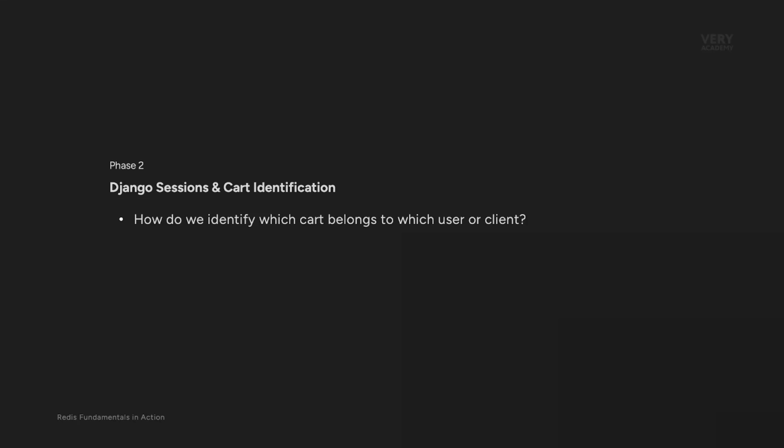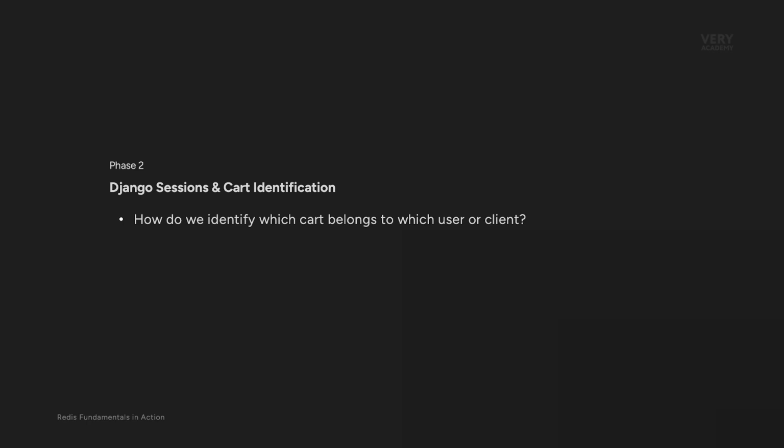Before we can implement our Redis shopping cart, there's an important architectural decision we need to make. How do we identify which cart belongs to which user or client? This is especially important in stateless APIs like Django REST Framework, where the server doesn't automatically remember who's sending the request. Of course, Redis doesn't do this for us.